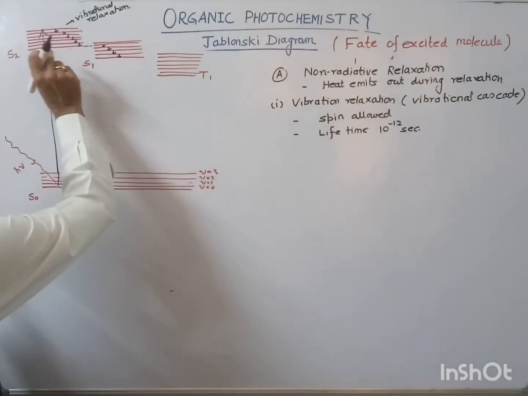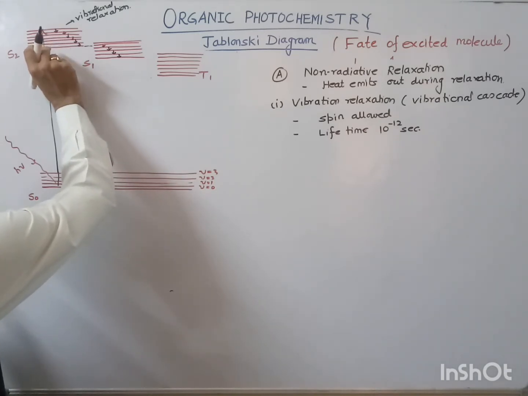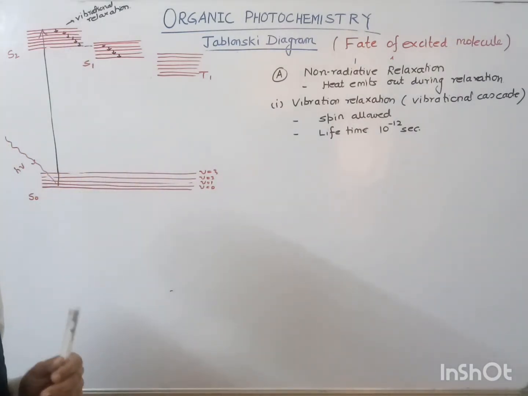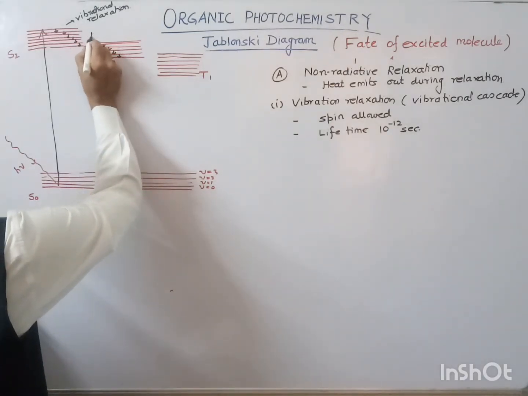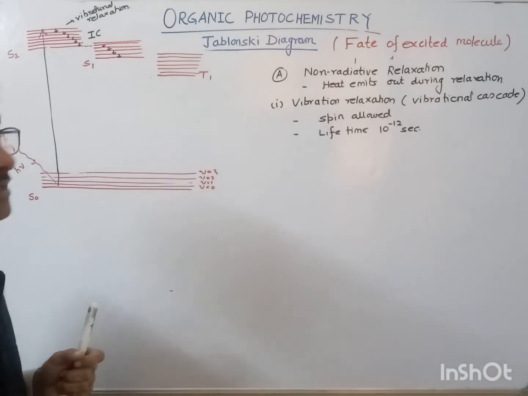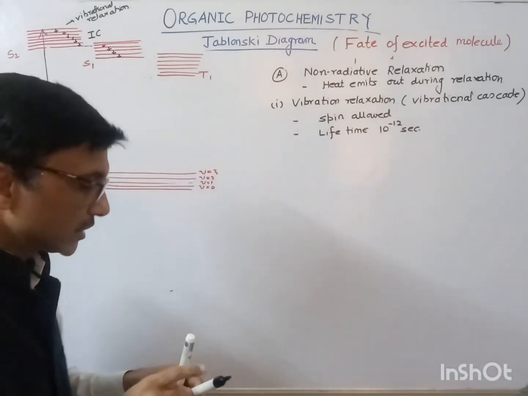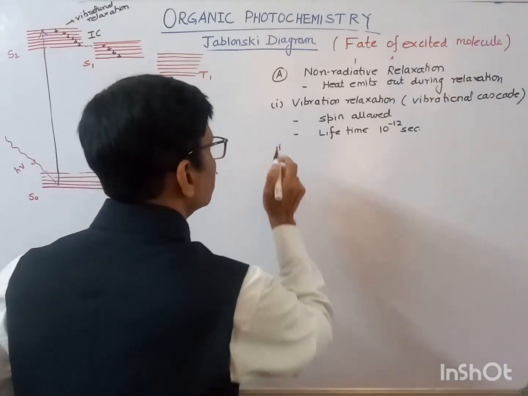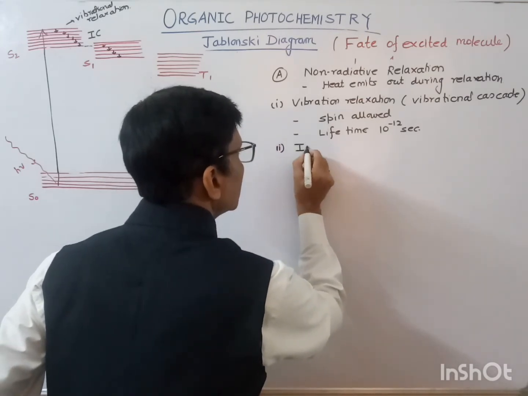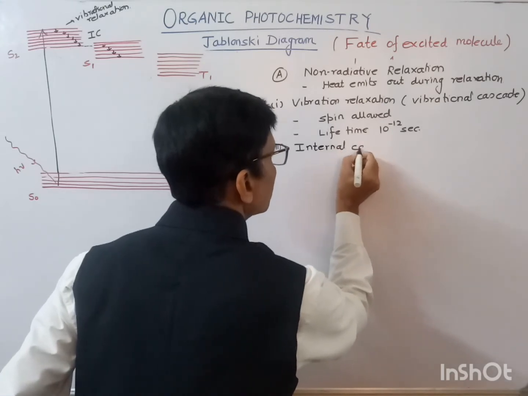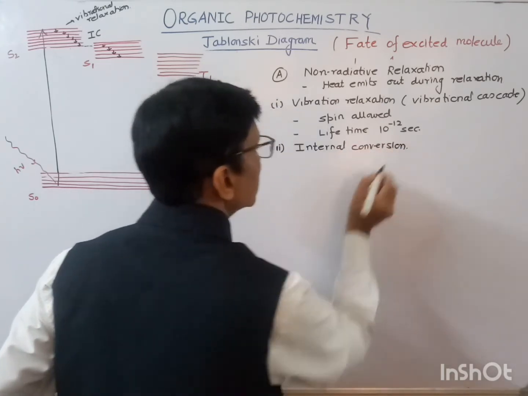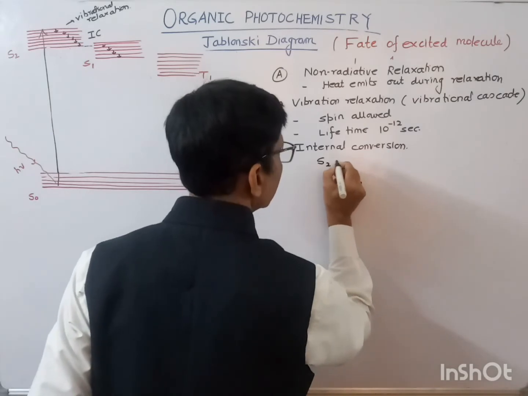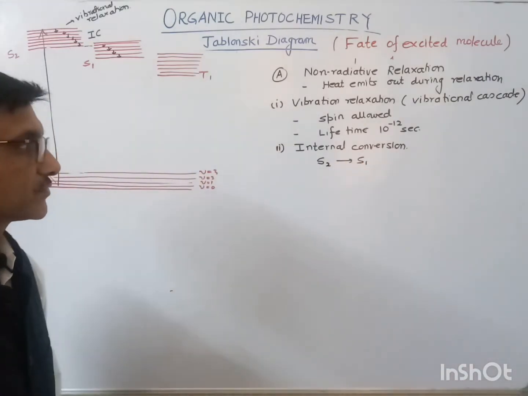Now when the molecule crosses from the second excited singlet state to the next excited singlet state, this process is called internal conversion, represented by IC. This is also a non-radiative process. So I may write the second one here as internal conversion. From S2 to S1, the electron relaxes from S2 to S1.